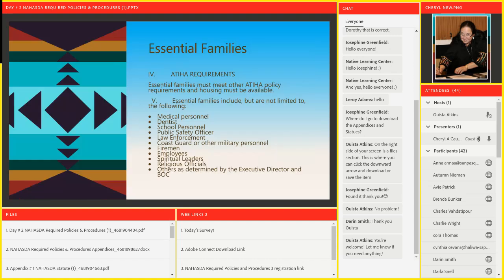Your essential families. We touched on this yesterday. Some of the requirements: essential families must meet other ITIHA policy requirements, and housing must be available. You're not going to house an essential family and boot somebody else out because you deemed them essential. Essential families include, but are not limited to, and you make up these definitions, medical personnel. We definitely had a hard time getting dentists and doctors into this area, so the community would deem them essential because they needed those services for our people.